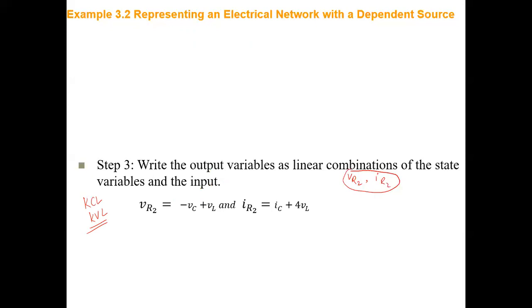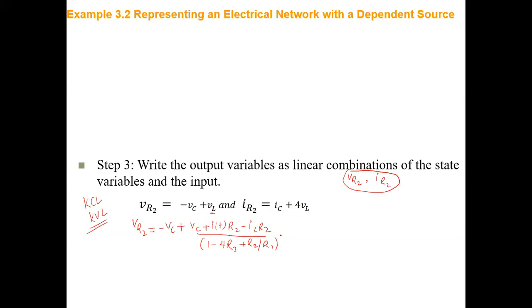Now we need to plug in the values of these. VR2, let's do that. VR2 equals negative VC plus VL. So what is the value of VL? If you have the notes, help me here. VC plus IT R2 minus IL R2. That's my VL, right? Divided by, of course I have something in the denominator. So this is my VR2.